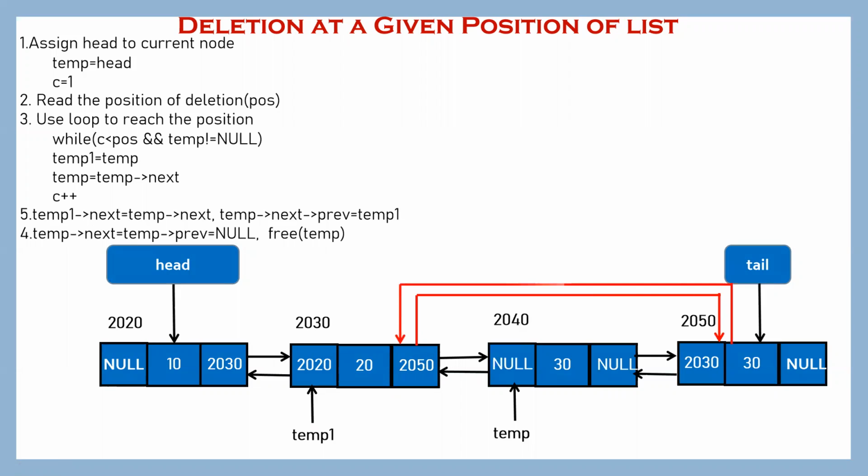Finally, you need to remove the node. Which node we need to remove? Temp. So that's why you need to perform free of temp. This is how we are going to delete a node at a given position.